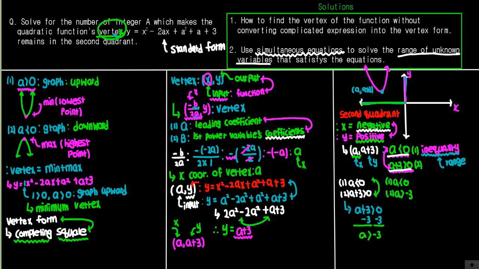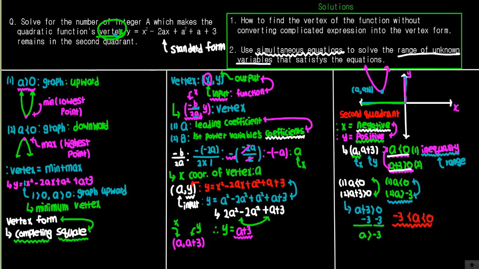And if we solve for the a value to satisfy these two inequalities, that will show us the range of a, the values that keep this quadratic function remaining in the second quadrant. So if we make this into one statement, it looks something like this. A should be less than 0, but greater than negative 3.